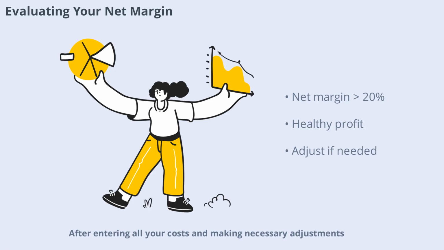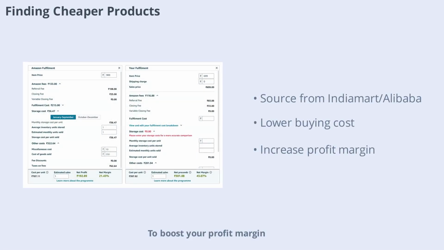After entering all your costs and making necessary adjustments, check your net margin percentage. If it's above 20%, you're in a good position to sell that product. For example, a margin of 21.82% means you're likely to make a healthy profit. If your margin is lower, consider sourcing your product at a lower cost or increasing your selling price to improve profitability.